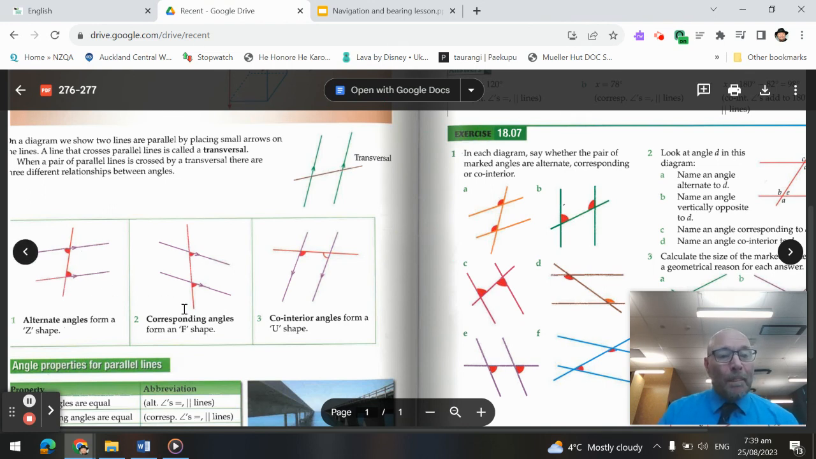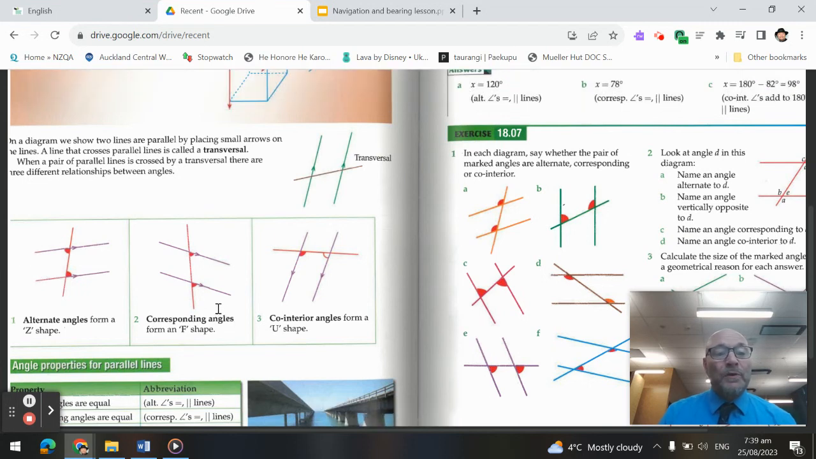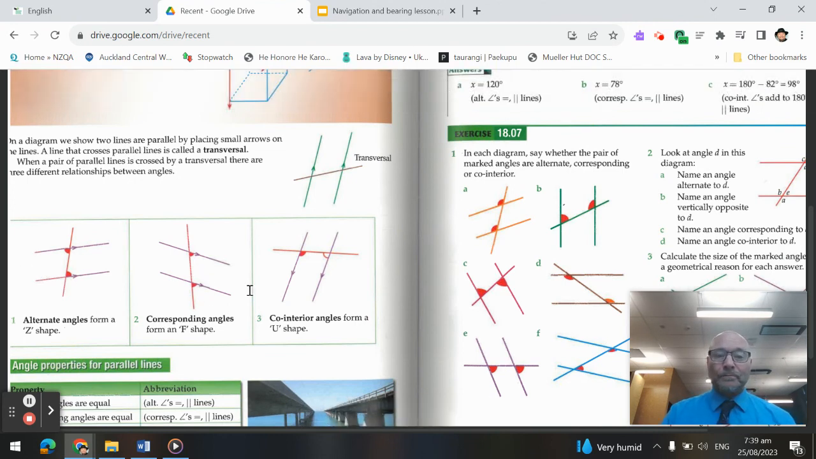Okay, second one, corresponding angles. When we say corresponding, they correspond to the same side of the transversal. We notice here they're both on the right side, and they're also both below the parallel line. So those are corresponding angles. They make an F shape. And going back to the corresponding, those will be the exact same size.